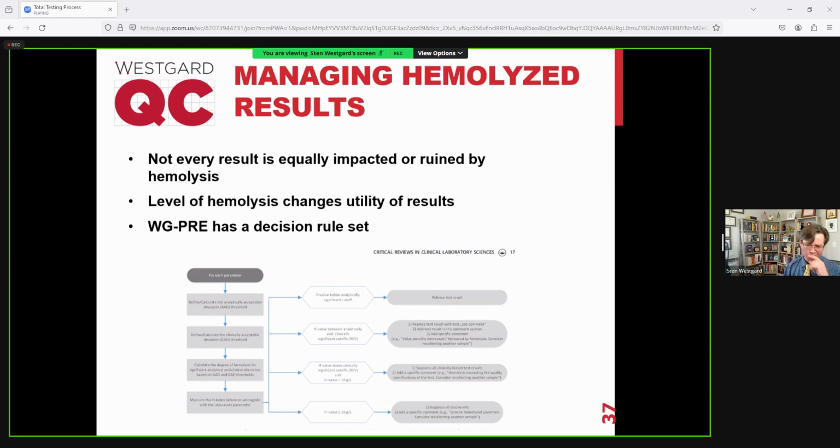I reference this from the critical reviews. When we first started talking about hemolysis, the first reference has a decision rule set on how to determine whether or not results are useful. It's very faint, and it's also very faint in the paper itself. This is one of those where I don't think I can do it justice. You have to get the paper to see your guidance on when you can still use a result coming out of a moderately or minimally hemolyzed sample.